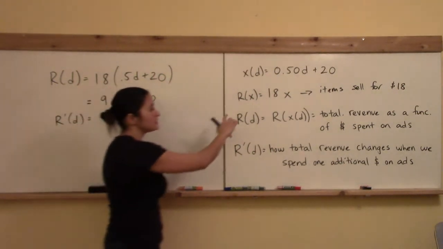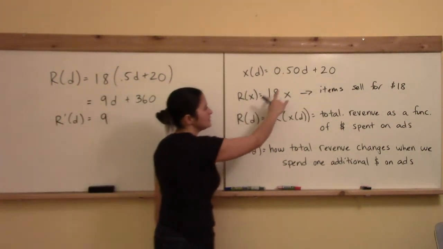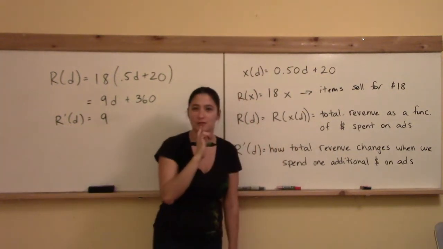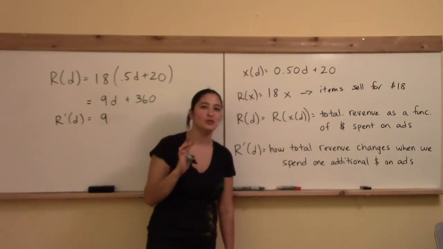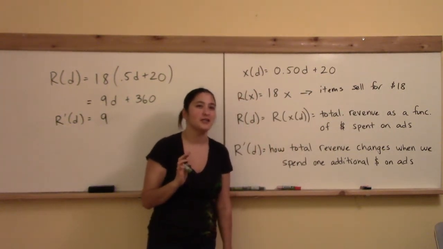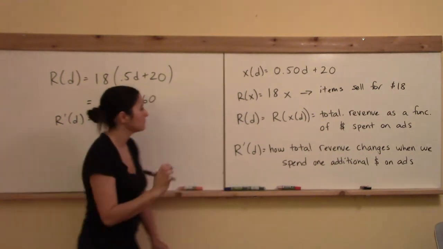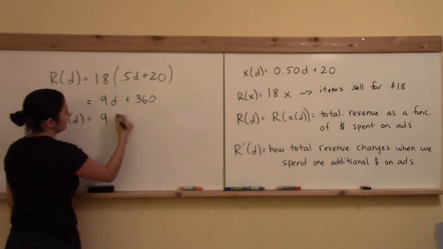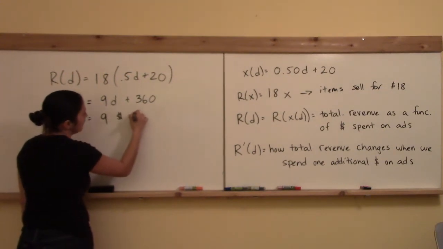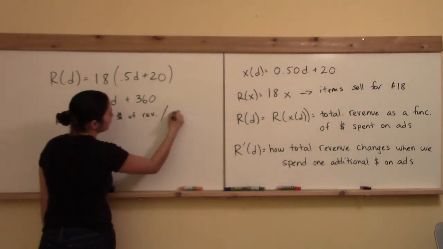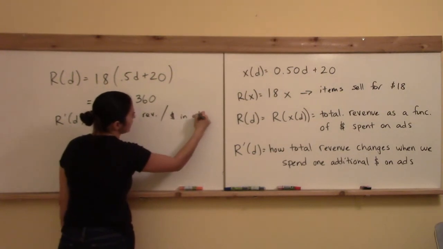And R is in dollars. And D is in dollars. But you got to be careful because they're two different kinds of dollars. And that might happen to you when you're in a business. You have dollars coming from here, dollars coming from there. So what this is, is $9 of revenue per dollar in advertising.